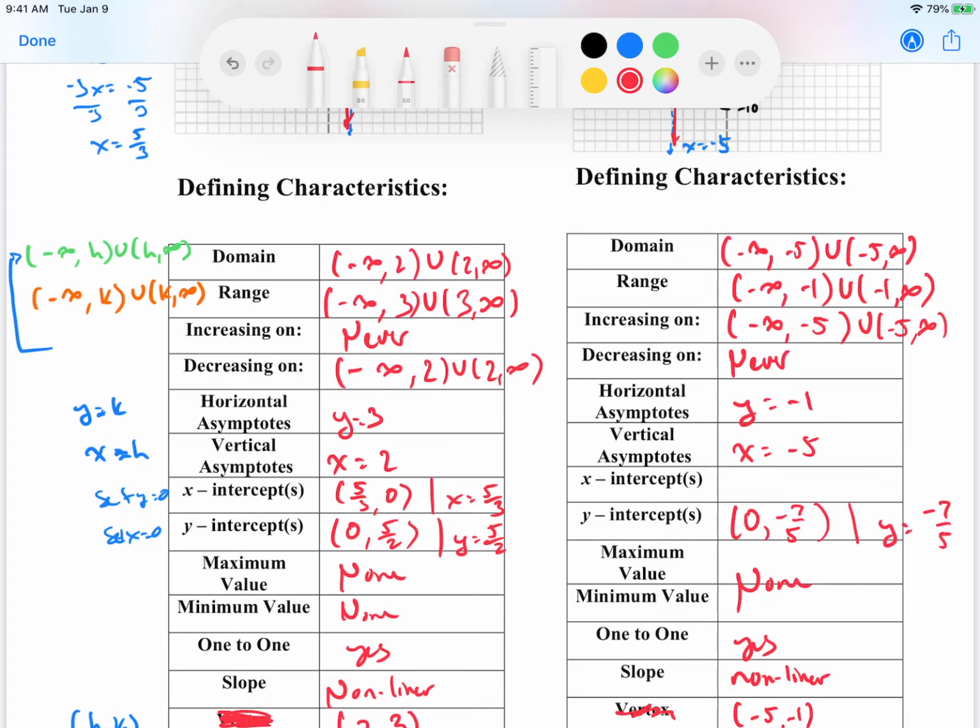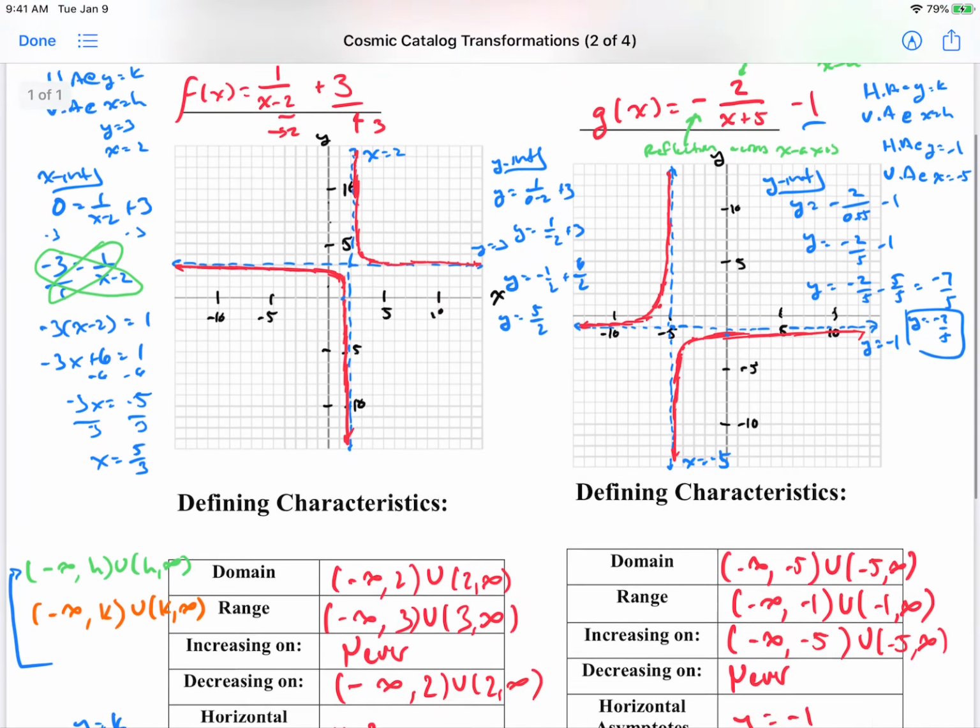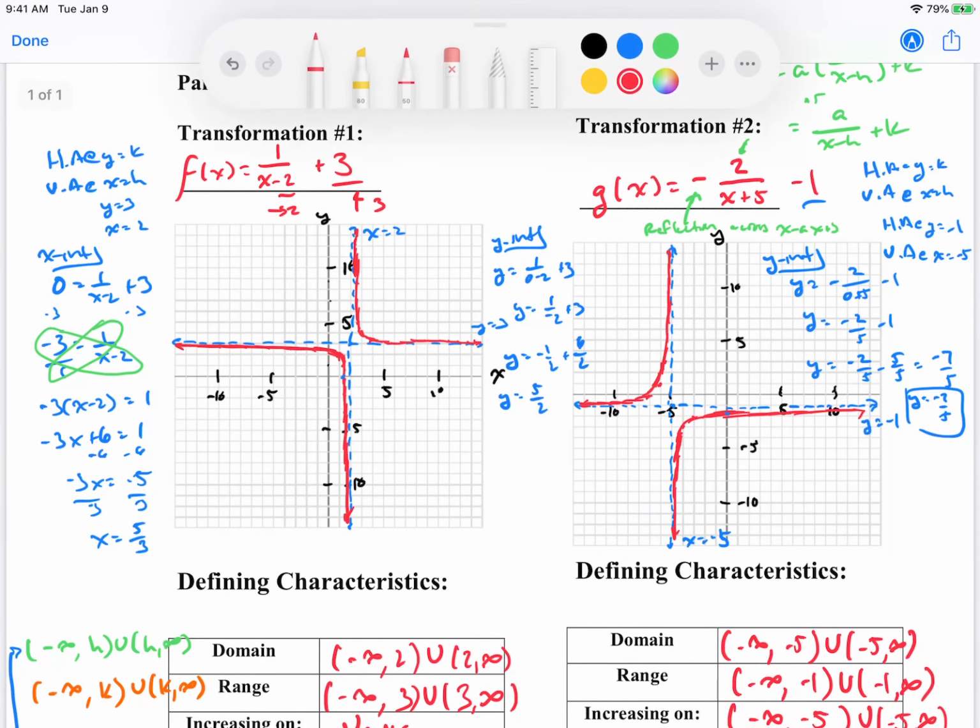Now for our x-intercept, we're going to do the same thing. We're going to set y equal to 0. So we have 0 is equal to -2 over x plus 5 minus 1. I'm going to add 1 over. I get 1 is equal to -2 over x plus 5. I'm going to put that over 1, and we're going to do our cross product property, which tells us that x plus 5 has got to equal -2. Subtract 5, and get x is equal to -7.